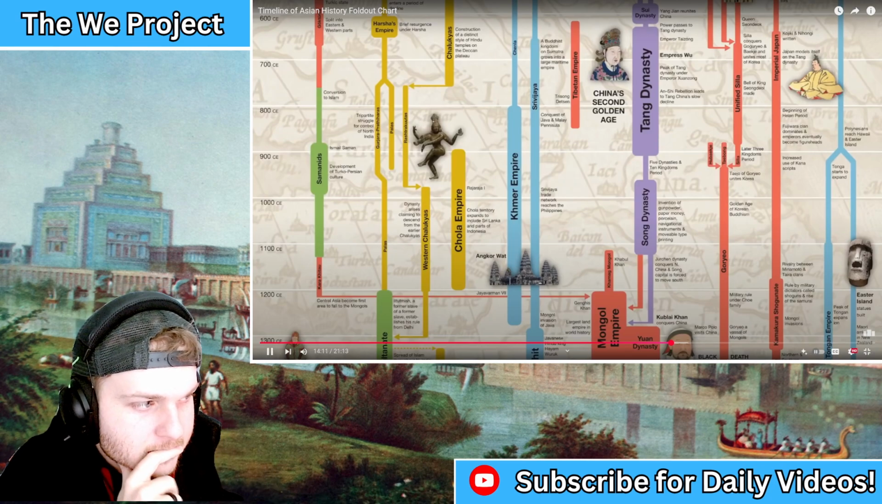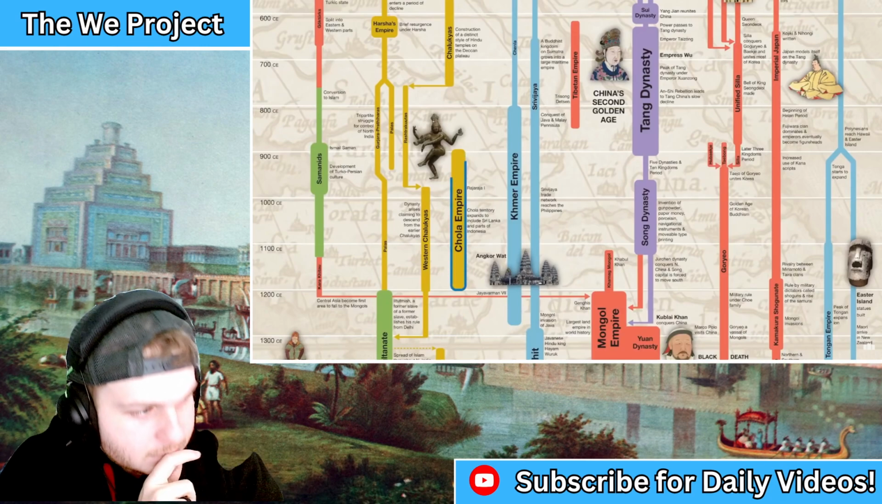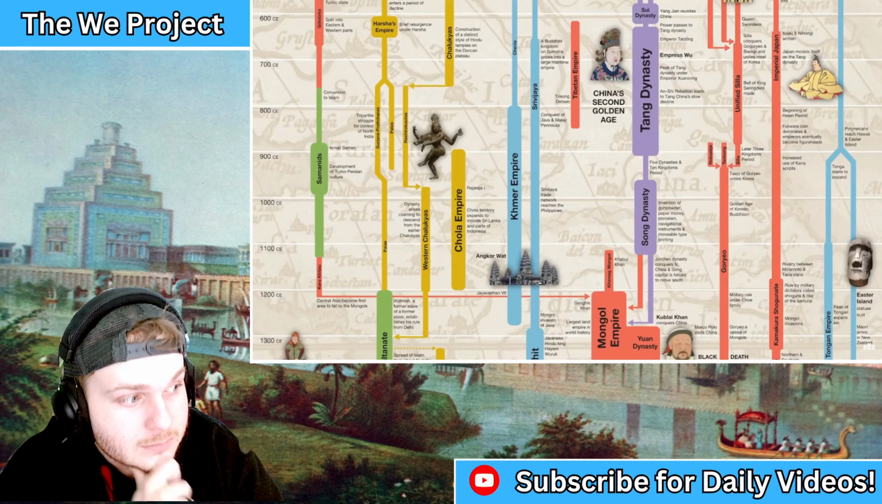A major power emerged in the south known as the Chola Empire. Under the rule of its most famous king, Rajaraja I, the Cholas controlled most of the eastern Indian Ocean, including much of what is now Sri Lanka and Indonesia.